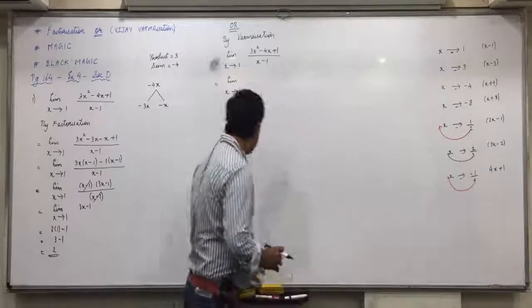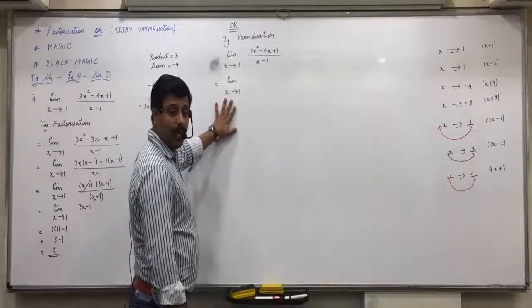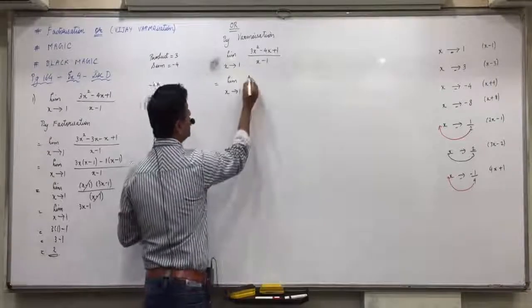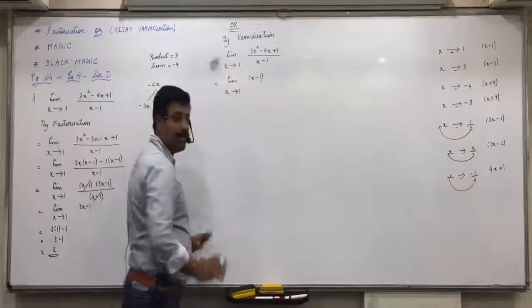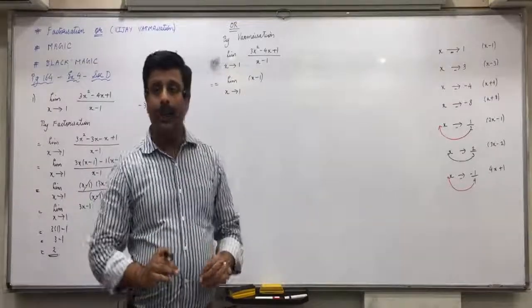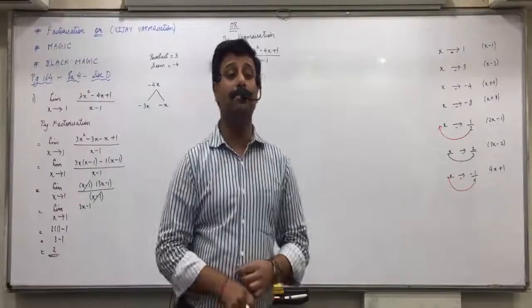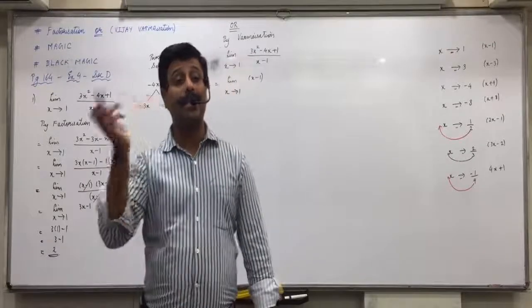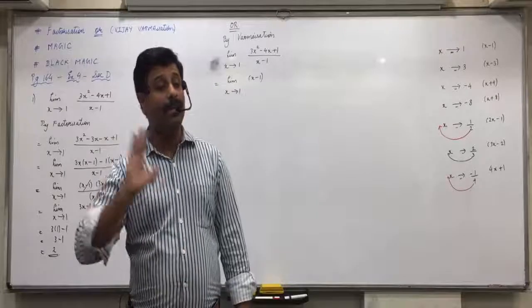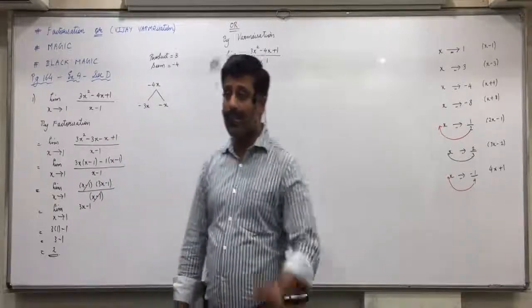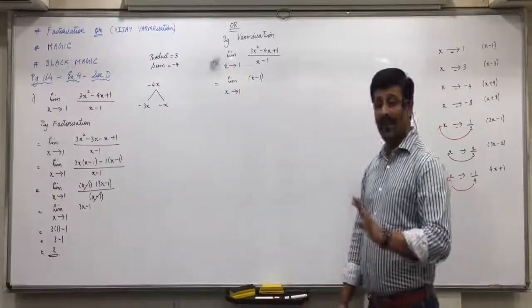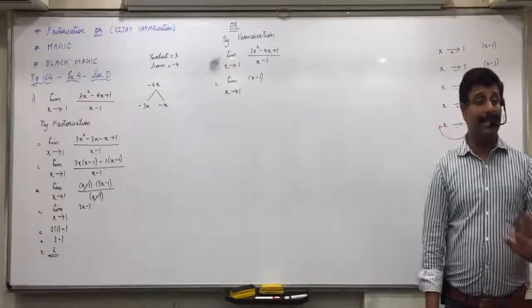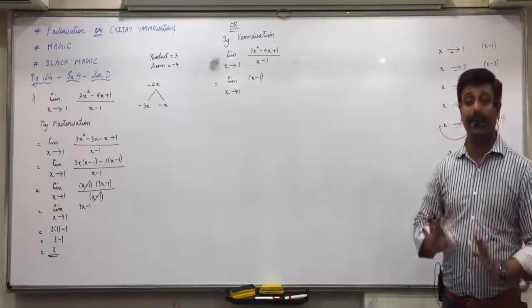Now here, limit x tends to 1. So in between if you put minus, what is one of the factors? X minus 1. Any confusion in this? Now repeat, first term divide by first term. Last term divide by last term. Once again. First term divide by first term. Last term divide by last term. You get the second factor.